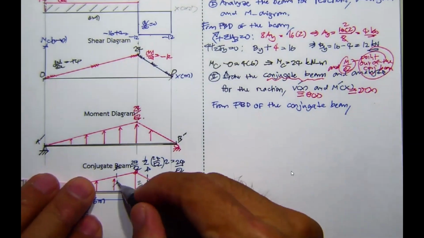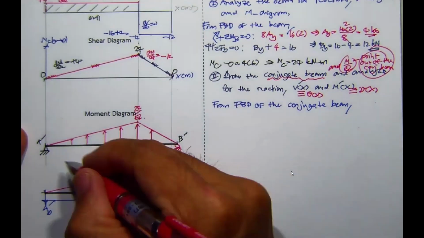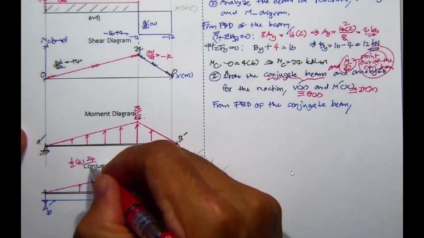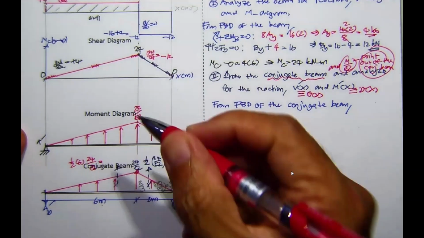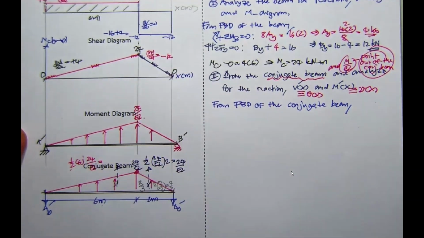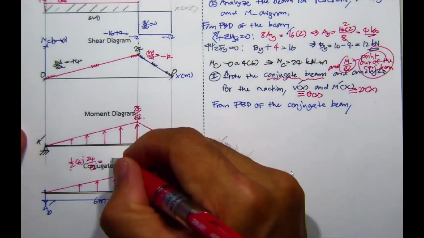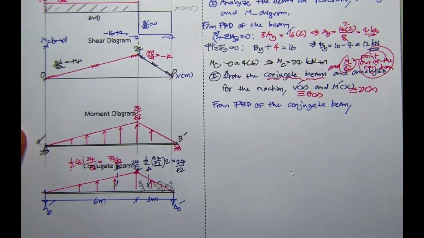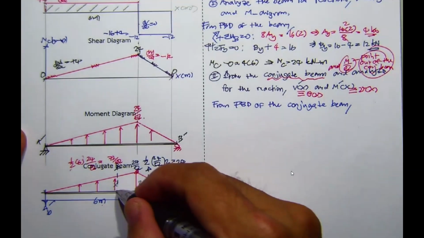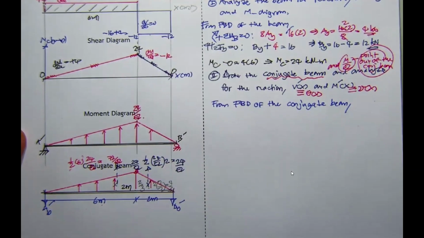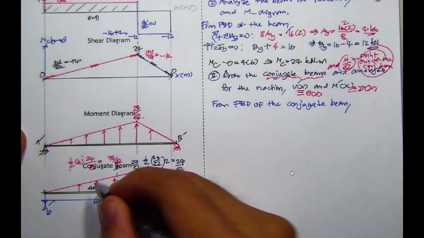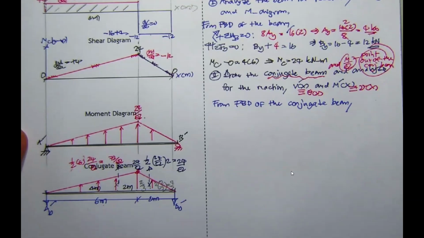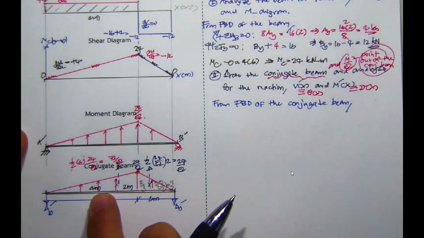Then for this one, you have 1/2 of 6 times 24 over EI. Then this is going to be 3 times 24, which is 72 over EI. Okay, and then the distance from here to here is going to be 2 meters, and the distance from here to here is going to be 4 meters. 6 over 3, L, the length, L over 3, and then 2L over 3.